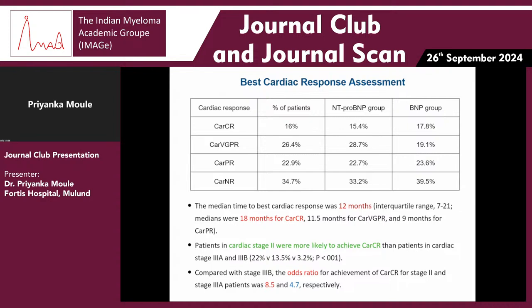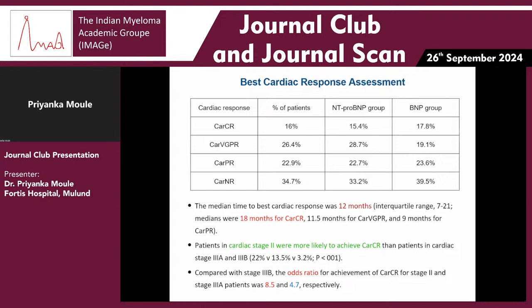So coming to the best cardiac response assessment, cardiac CR was achieved in 16% of patients, a VGPR in 26.4%, PR in 22%, and no response in 34.7%. They divided it into an NT-proBNP group and a BNP group. The values don't differ much between these two. The median time to best cardiac response was 10 months. The patients were achieving a complete response by 18 months. That is what was seen.